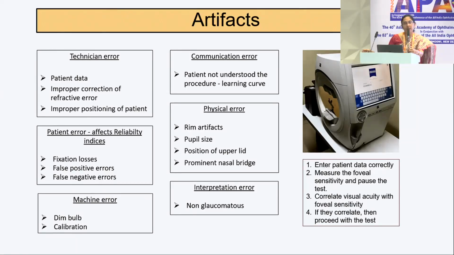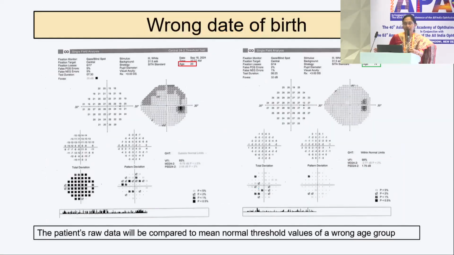Some physical errors, or there can be some obstructions while performing these tests, and they can produce some physical errors. There can be some errors with the machine and sometimes errors with interpretation. So let us see all of them with few examples.